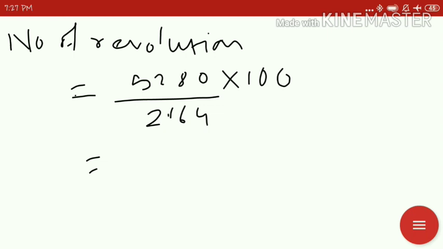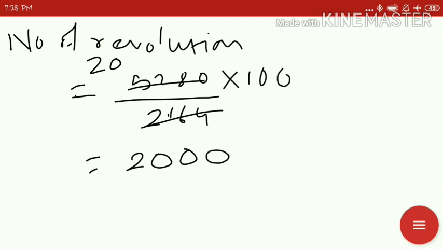And now the main thing is that you must be assured that this number should be cancelled, and it will be very easy. You have to keep belief in yourself. Only then can you do the cancellation, because the data are given in the question paper in such a way that you can do the cancellation very easily, so that no long multiplication or long division comes. Okay, so you can easily see that 264 goes into 5280 twenty times. So 20 into 100 is 2000. That means we need to rotate the roller 2000 times to cover the area of the field.